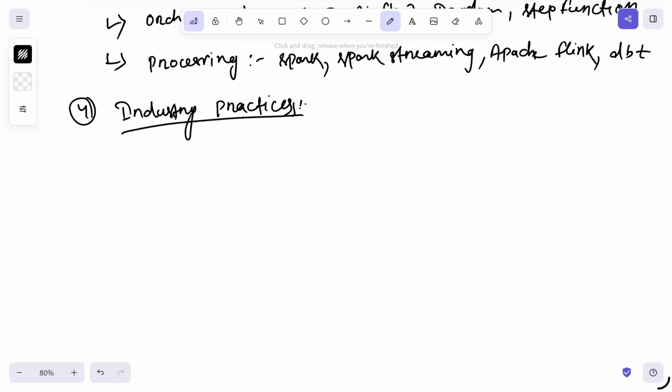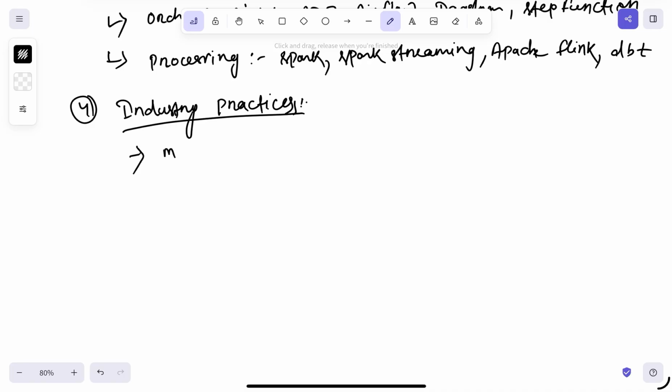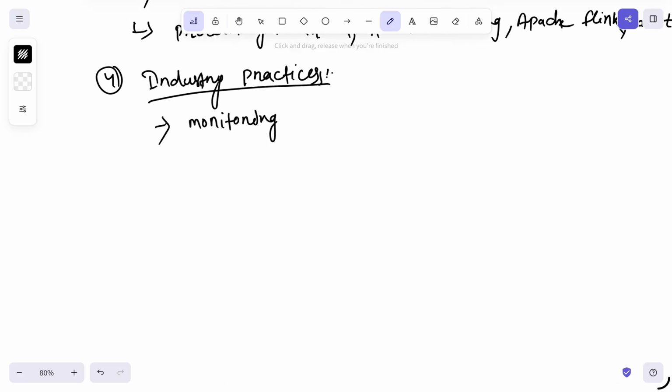One thing is monitoring the pipeline, right? Monitoring means checking whether the pipeline is running fine and is healthy. It is not like the pipeline is running for the last 10 or 15 hours, or the last 6 hours, and no one is watching it. We have to monitor the pipeline on a regular basis.